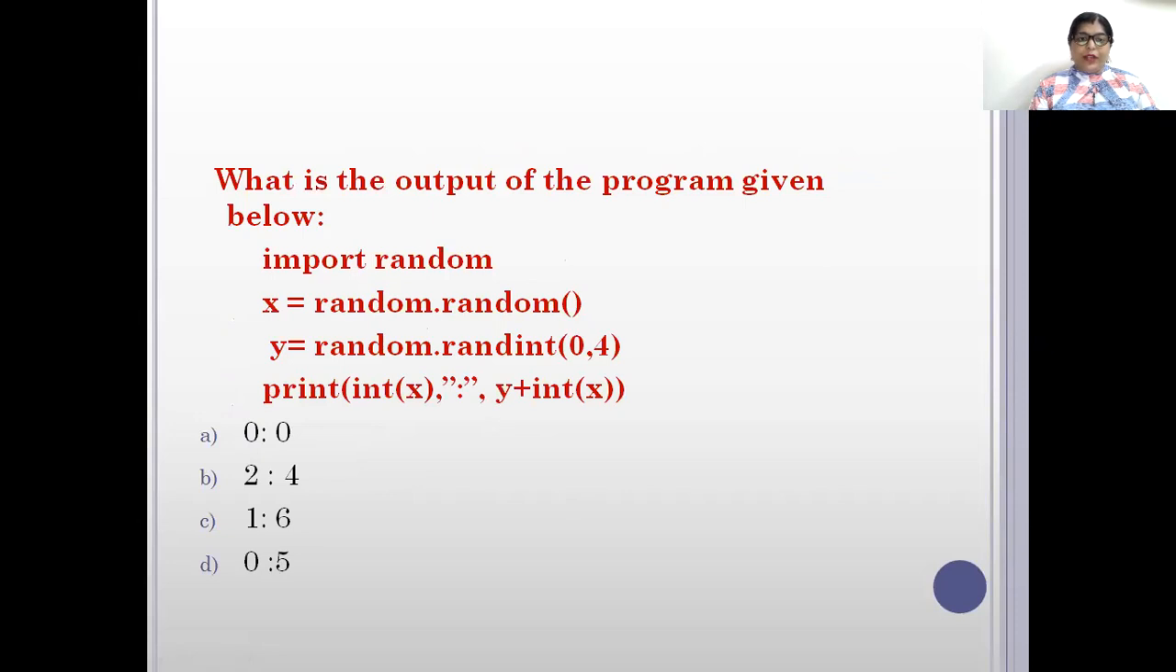What is the output of the program given below? Import random, X is equal to random.random, Y is equal to random.randint 0, 4. So int X, Y plus int X. See, if 4 is given, it means the index 3 is to be taken. So 5 is not possible, 6 is not possible, 4 is not possible. So the answer is A.